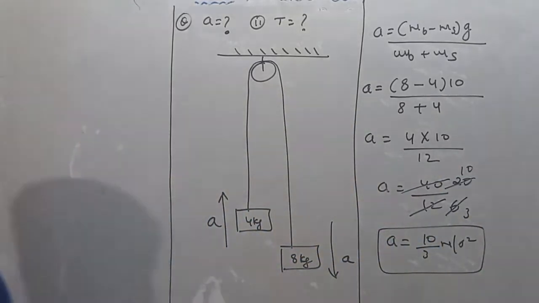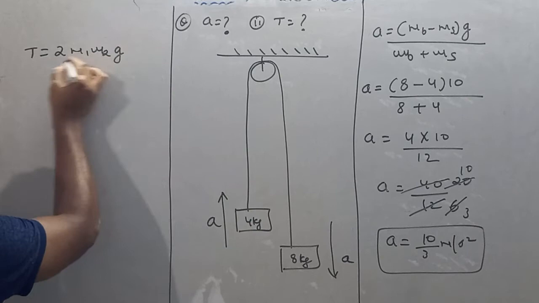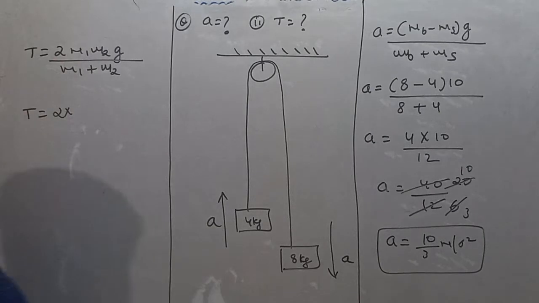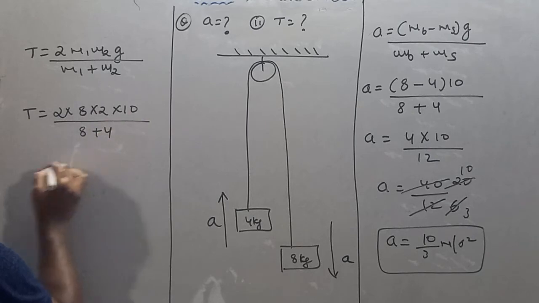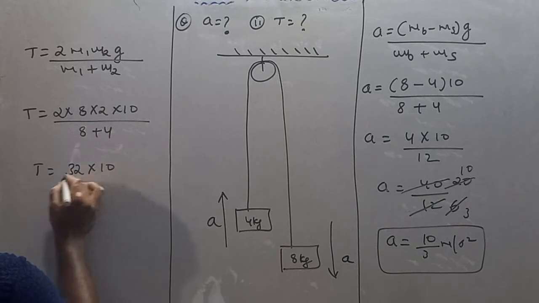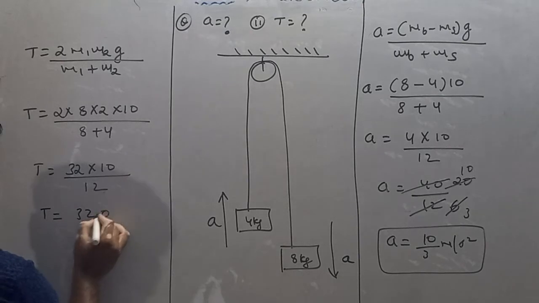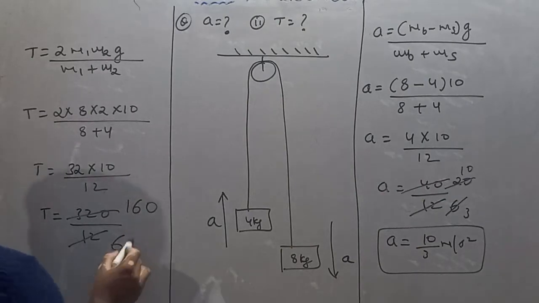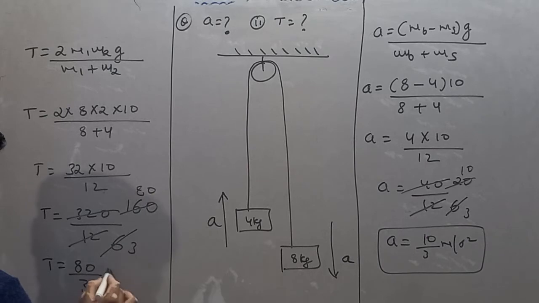Moving forward, apply the formula of tension. Tension is nothing but 2 m1 m2 g upon m1 plus m2. So tension becomes equal to 2 into 8 into 4 into 10 divided by 8 plus 4. 8 2s are 16, 16 4s are 64, multiplied by 10, divided by 12. So T becomes equal to 640 by 12, which is 160 by 3. Tension becomes equal to 80 by 3 Newton.